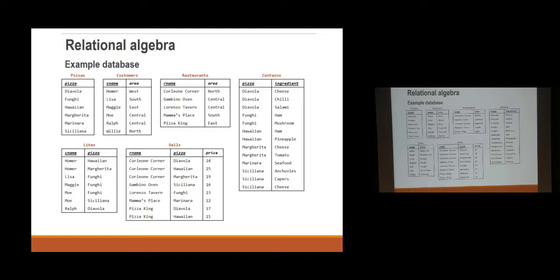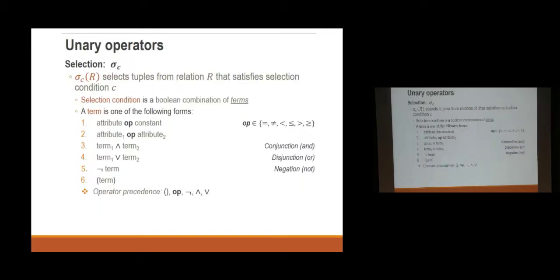So let's start with the simple one, the unary operators. There's a few. The basic one is what we call a selection. Selection basically filters out everything that you do not need. The way you specify it is that there is a condition, written as a subscript. The original relation before you perform the selection is specified as the input.